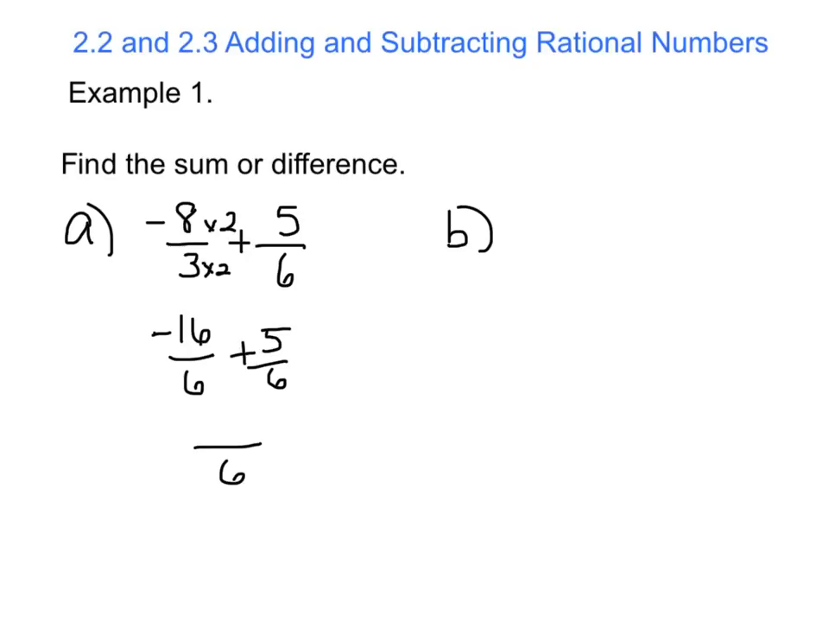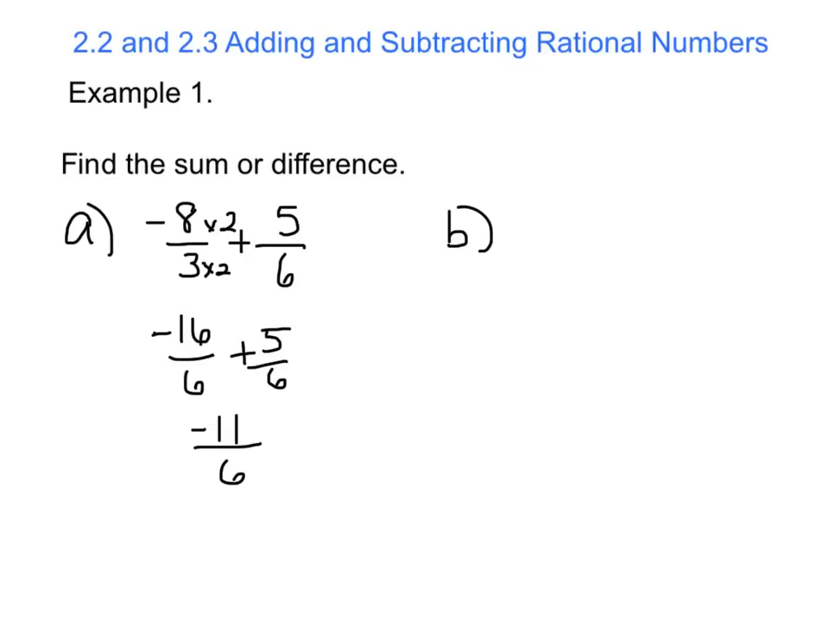Well, since negative 16 and 5 are opposite signs, we subtract them and take the sign of the bigger absolute value. So we subtract the two numbers. 16 minus 5 is 11. And since we have more negatives, it's going to be negative 11/6.